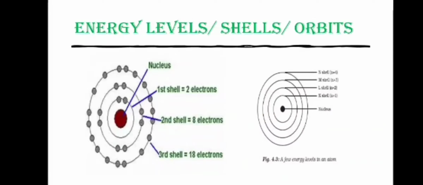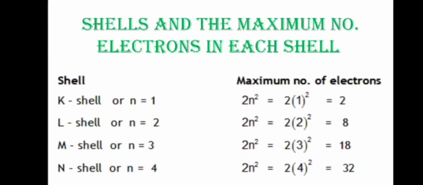Next, you see these are energy levels. The first energy level or first shell is called the K shell. The second shell is called the L shell. The third shell is called the M shell. Then the last shell is the N shell. How many electrons each shell can accommodate, that we are going to learn. Here it is mentioned: first shell 2 electrons, second shell 8 electrons, third shell 18 electrons. How has this come? That is what we are learning here.